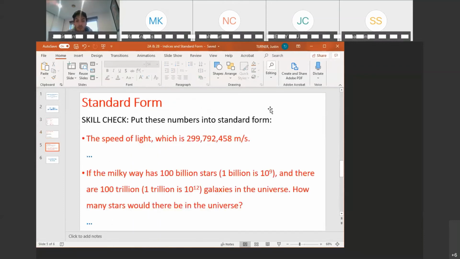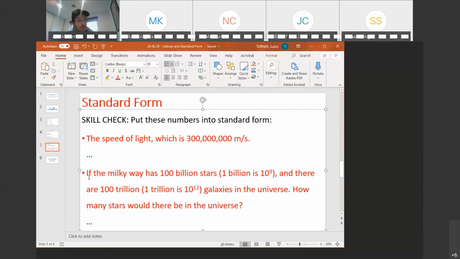Now, let's do a bit of a skill check. So have a go. Not easy if you haven't done it before, but just have a bit of a crack. Let's try to put these numbers into standard form. The first one is the speed of light. Maybe to make it a bit better, I might just round it to 300 million meters per second instead. So let's see if we can put this number in standard form.